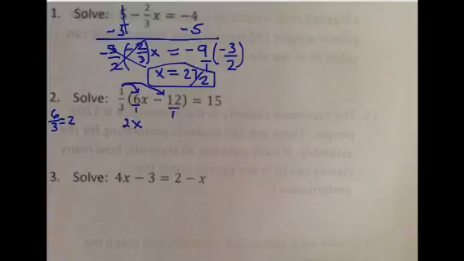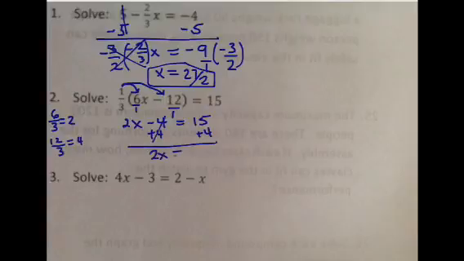And then 1 over 3 times 12 over 1 is 12 over 3. And 12 over 3 is 4. So then we have negative 4 that equals 15. So now we add 4 to both sides. And so we have 2x equals 19. Divide by 2 on both sides. And so x equals 19/2.